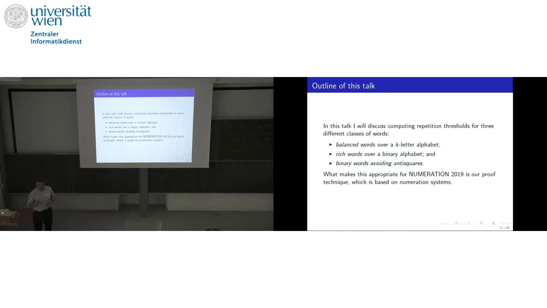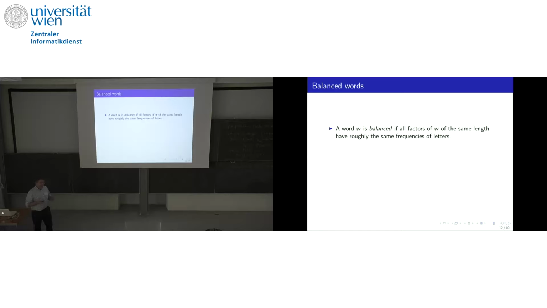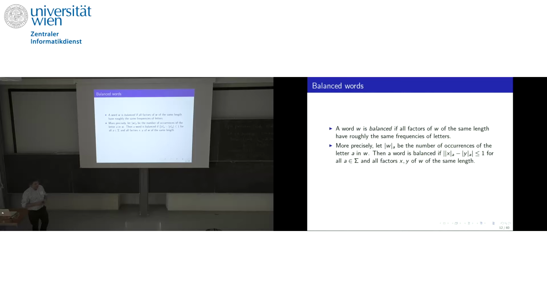Okay, so let's talk first about balanced words. What does it mean for a word to be balanced? Roughly speaking, a word is balanced if whenever you look at two factors of the same length of the word, they have roughly the same number of occurrences of all the letters. There's not a factor that has lots and lots of A's but few B's, and another one that has lots and lots of B's but few A's. That can't happen. To make it a little bit more precise, we'll use this notation.